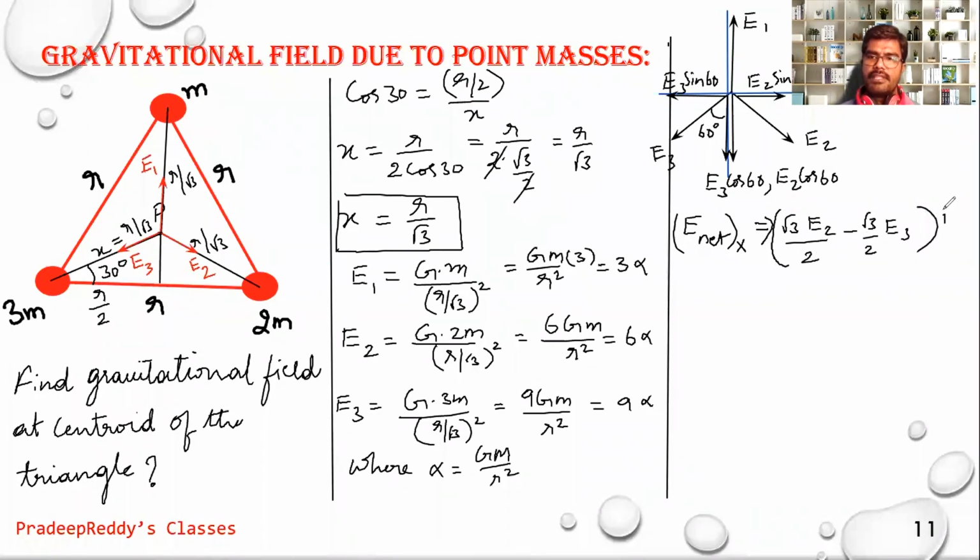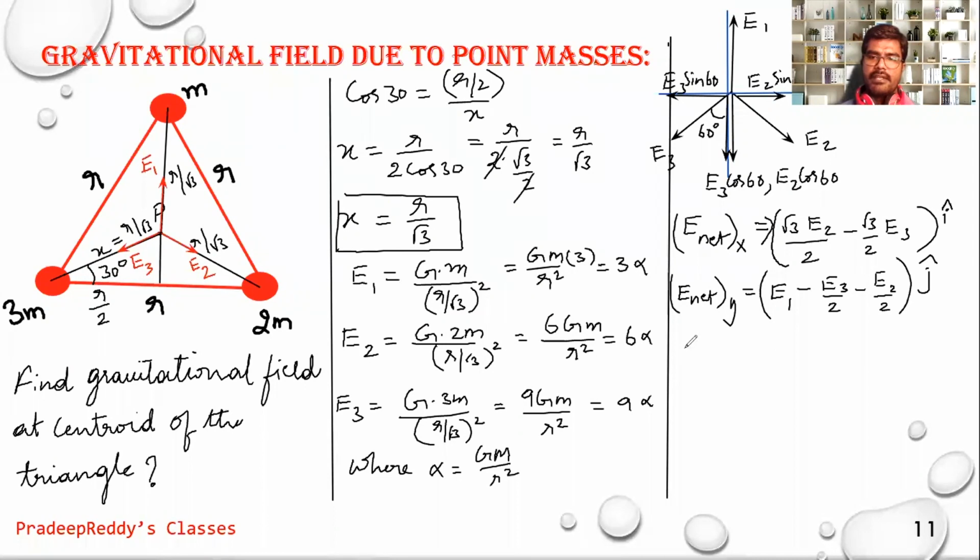I will represent it with I cap. Likewise, E net along y direction will be equal to, along y direction upward there is one vector E1, downward there are two vectors, that is E3 cos 60. Cos 60 is 1 by 2. So therefore it is E3 divided by 2 minus E2 divided by 2, and this is J cap. Okay. E1, E2, E3 values already we have written as 3 alpha, 6 alpha, 9 alpha. So I can just substitute that here.